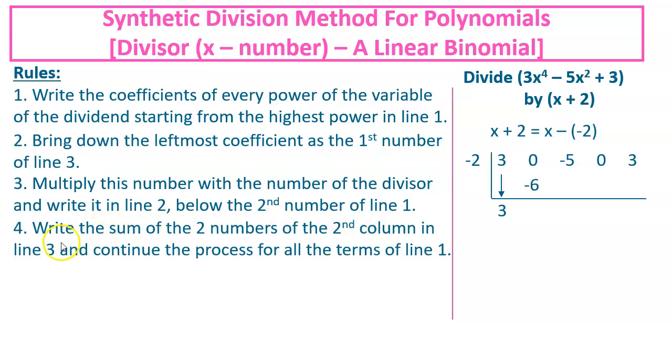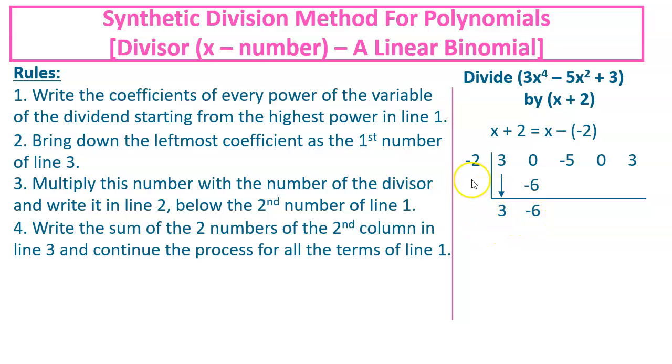Rule number 4: write the sum of the two numbers of the second column, that is these two, in line 3, and continue the process for all the terms of line 1. So we add these two numbers. 0 plus minus 6 is minus 6.